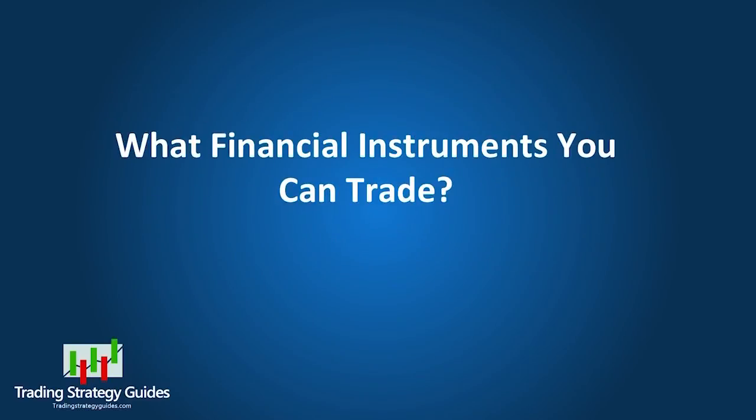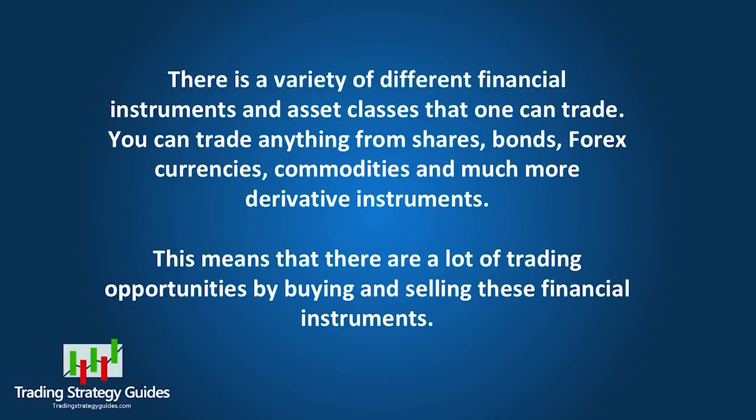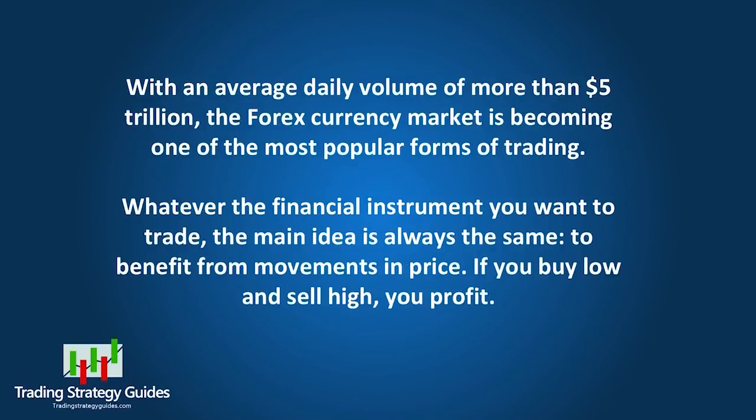What financial instruments can you trade? There is a variety of different financial instruments and asset classes that one can trade. You can trade anything from shares, bonds, Forex currencies, commodities, and much more derivative instruments. This means that there are a lot of trading opportunities by buying and selling these financial instruments. With an average daily volume of more than $5 trillion, the Forex currency market is becoming one of the most popular forms of trading. Whatever the financial instrument you want to trade, the main idea is always the same: to benefit from movements in price.